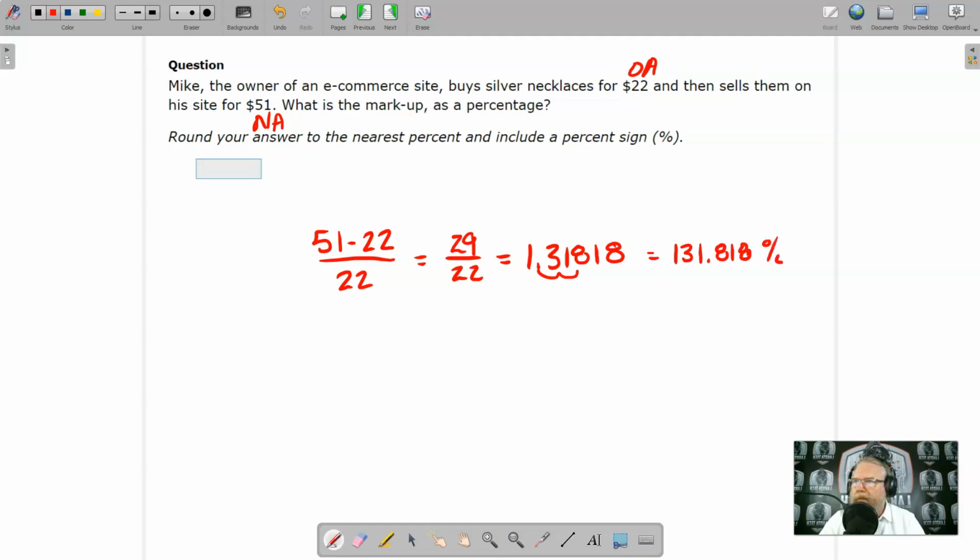131.818%. It says to round it to the nearest percent, so we want to look at the ones place here. Looking to the right, we see an 8. So 5 or more, raise the score. This 1 is going to become a 2. So 132, with a percent sign on the end. Our answer is 132%.